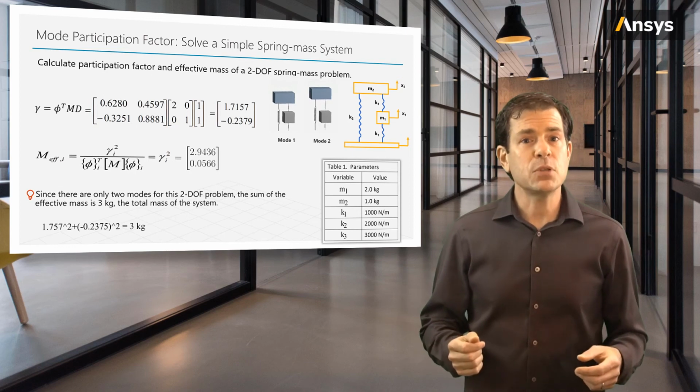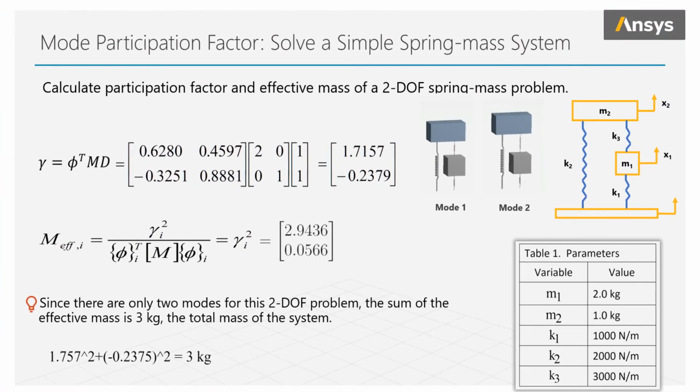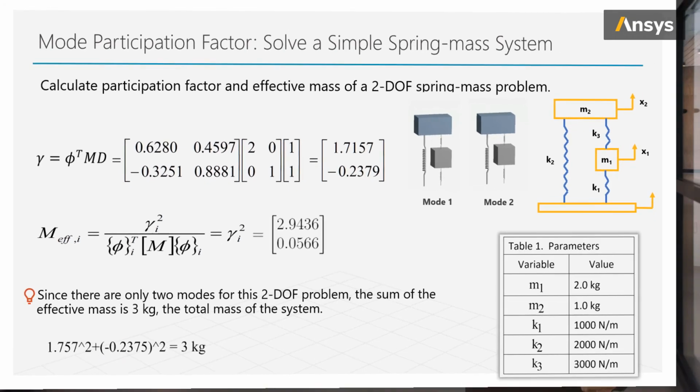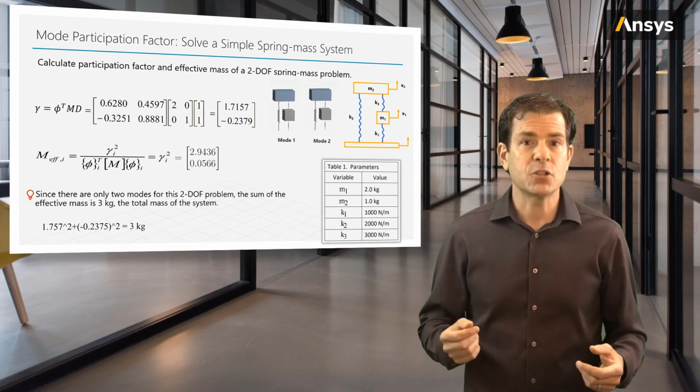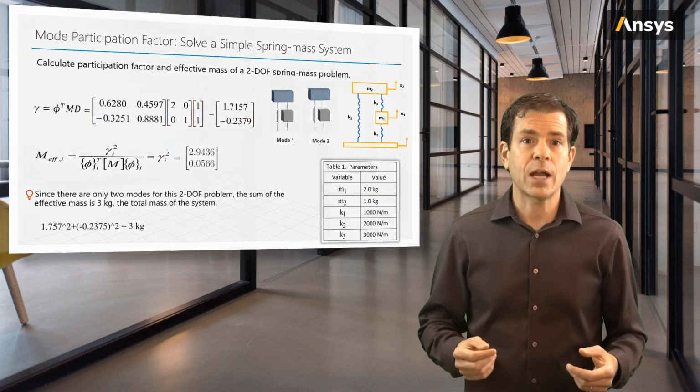Finally, we easily compute the effective mass. We see that the first mode we are exciting the majority of the mass of the system, giving us 2.94 kilograms, compared to the total of 3. The second mode excites much less of the total mass of the system at only 0.05 kilograms, and the total of these equals 3 kilograms, which is expected since we have 2 degrees of freedom and we have extracted all the modes.